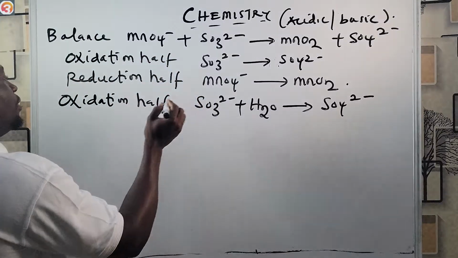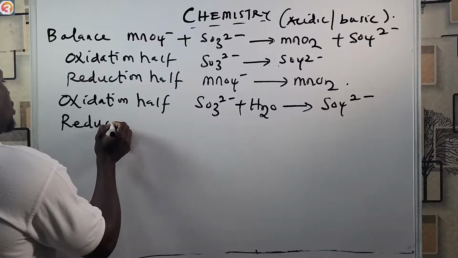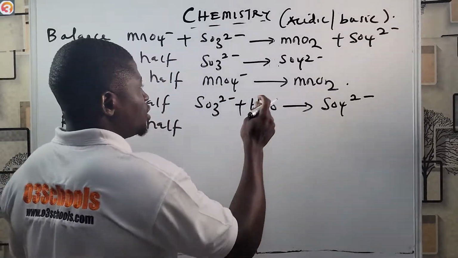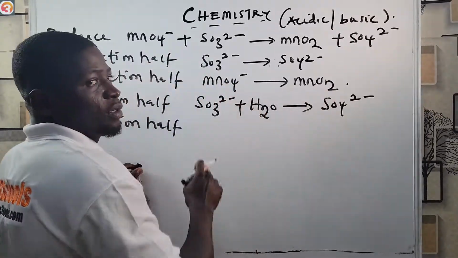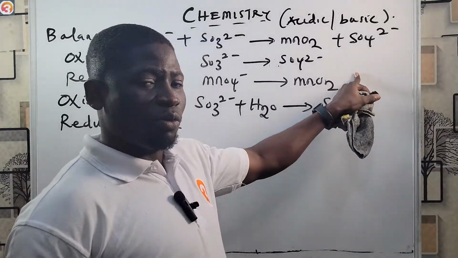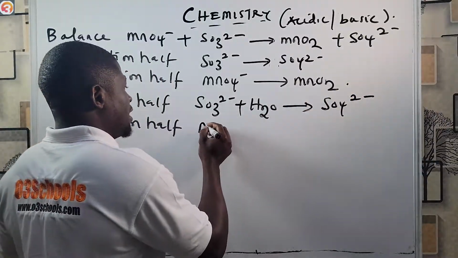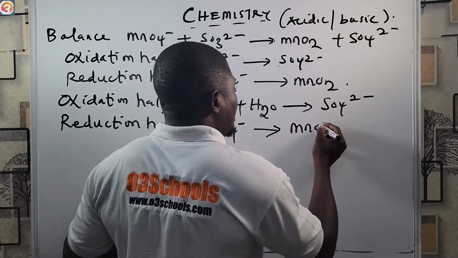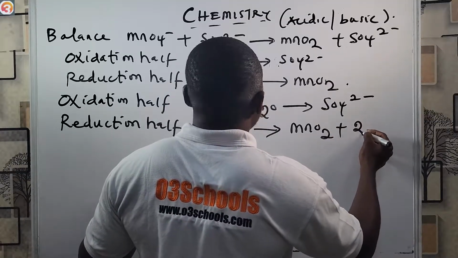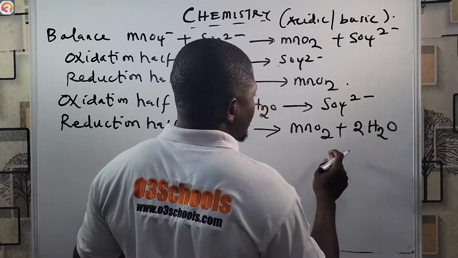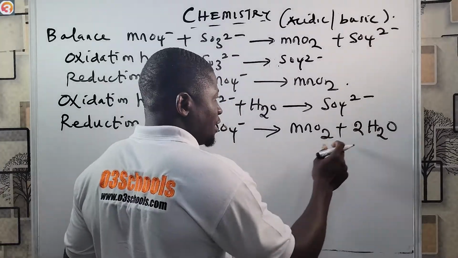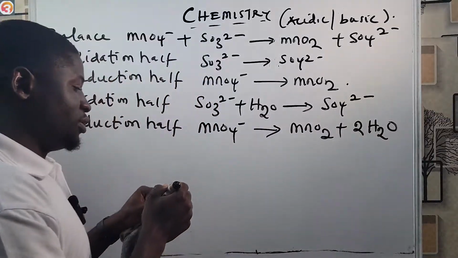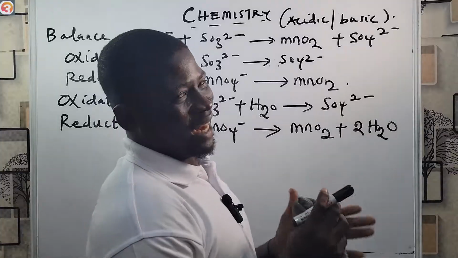Now, for the reduction half. Since we also have oxygen there, we need to work on it. So we have 2 atoms of oxygen here. Here we have 4. So that means we need to add 2 water molecules here to balance this side. So I'm going to have MnO4 minus equals MnO2 plus 2H2O. Because I have 2 atoms of oxygen here, and 2 plus 2 is 4, plus 4 atoms of oxygen here. So oxygen is balanced.